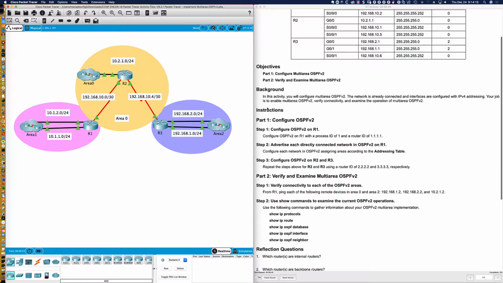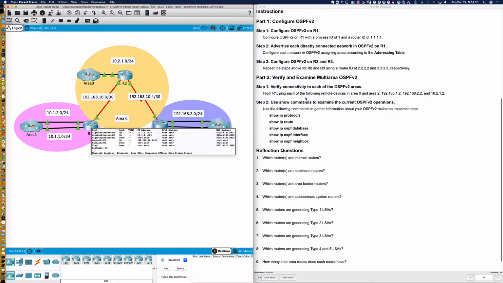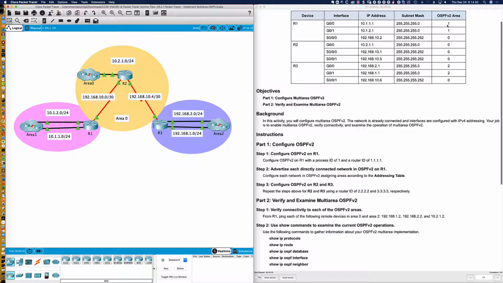So we have our addressing table, as we normally do, and let's go ahead and take a look at the instructions. So we're going to configure OSPFv2 on router 1. And so here's router 1 right here. And again, if I go back to the addressing table, you can see that they've kindly indicated in which area each interface on each of the routers is to be a member. And so we need to keep that in mind, because it's not going to be as simple as simply saying network and then putting our network statement in and then area 0. We're going to have to pay attention as to which area we place the interfaces in.